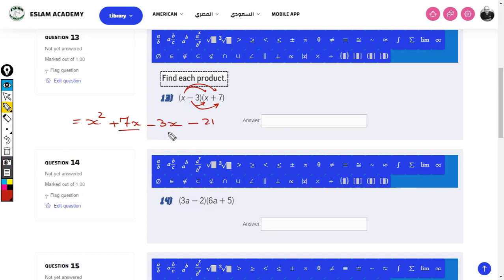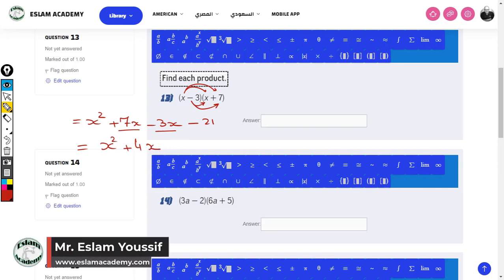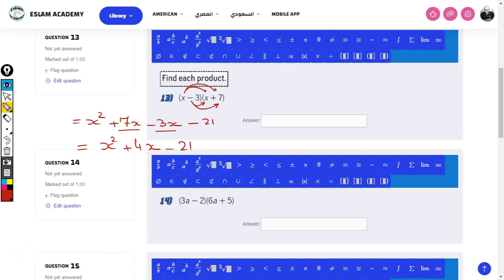You will find that we have a like term, so we need to simplify. So it will be x power 2. 7x minus 3x will be positive 4x. In adding and subtracting the like term, we just write the same power, but we change the coefficient. So minus 21 without any change.